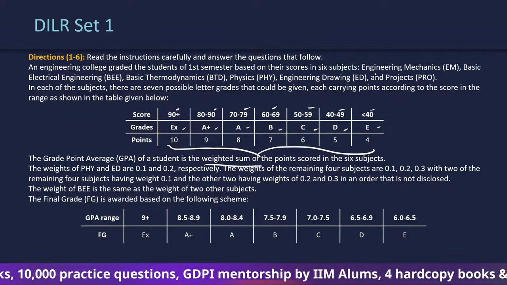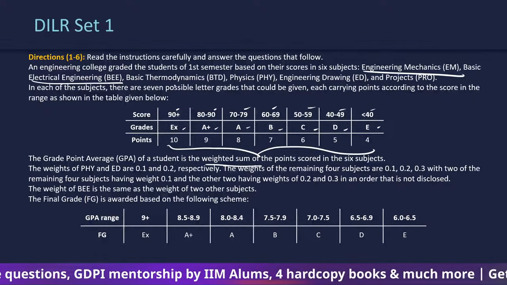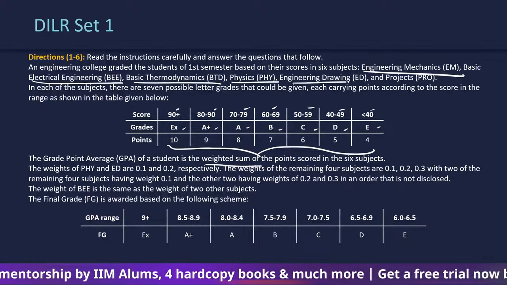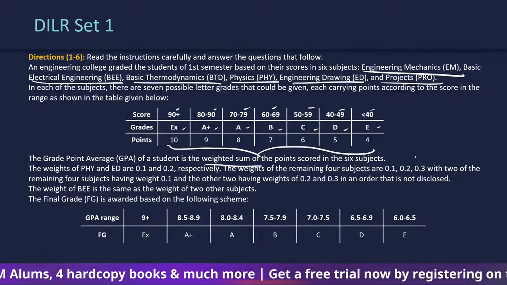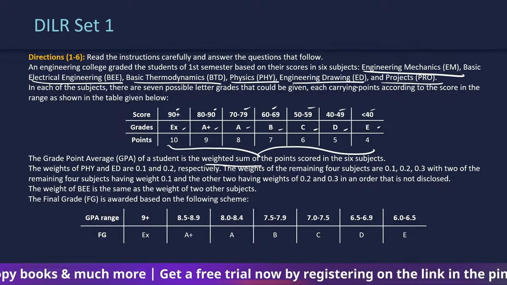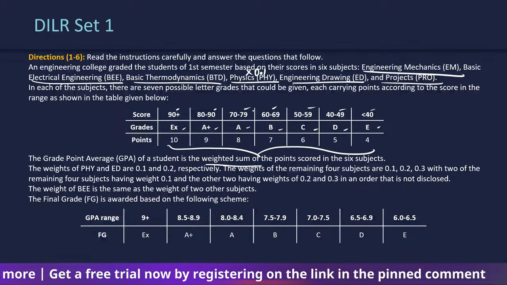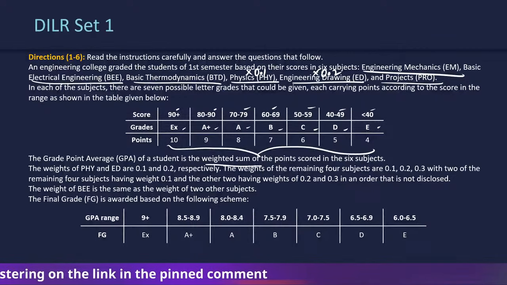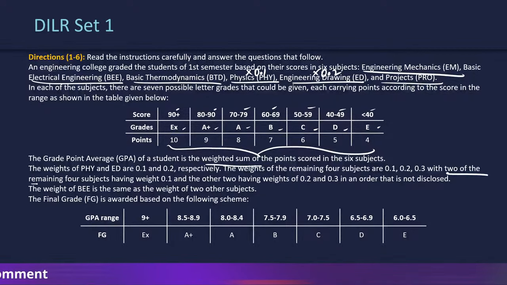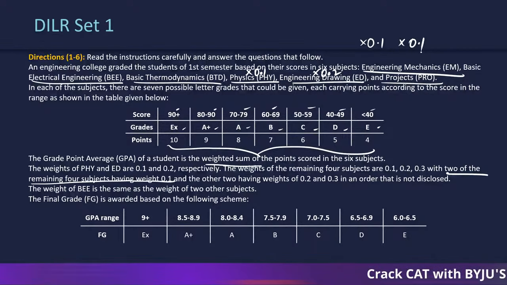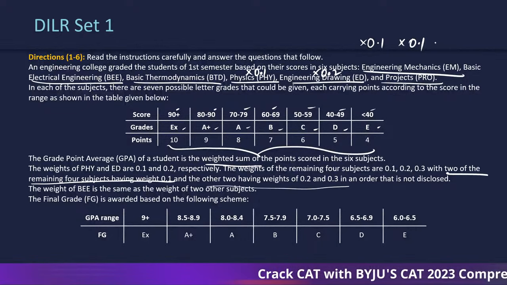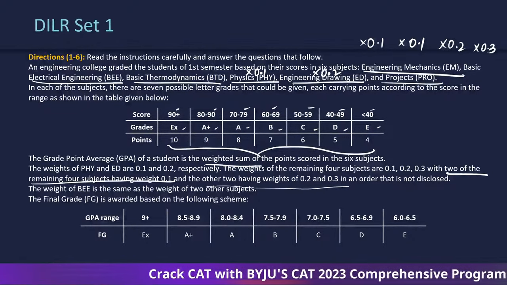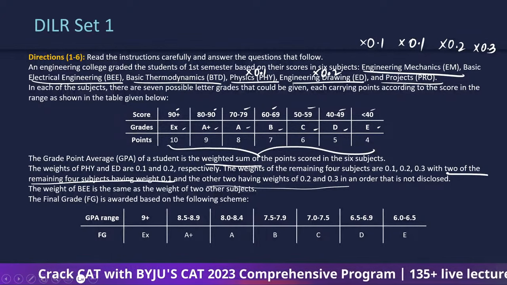So there are 6 subjects, right? Engineering mechanics, basic electrical engineering, basic thermodynamics, physics 4th, engineering drawing 5th, projects 6th. Out of these, physics has got a weightage of 0.1. ED has got a weightage of 0.2 and 2 of the remaining 4 subjects have a weight of 0.1. So two of them will get 0.1 and the other two, the leftover, will have a weightage of 0.2 and 0.3. That is not disclosed, that is not known.